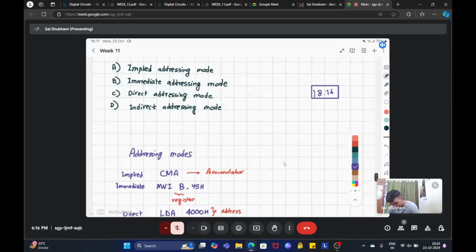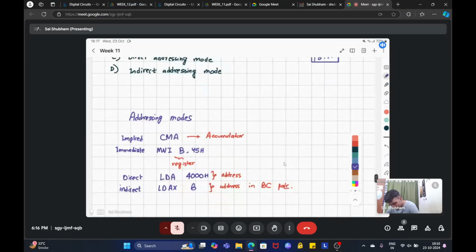So let's look at different addressing modes. We have implied. Implied means that we are talking about the accumulator only. Fine. Next we have immediate. So move immediate B. What content has to be moved? 45H that we additionally provide. So this is your immediate case. Now we have direct. In direct, what we do is that we directly provide the address of the location where we need to store the contents of the accumulator.